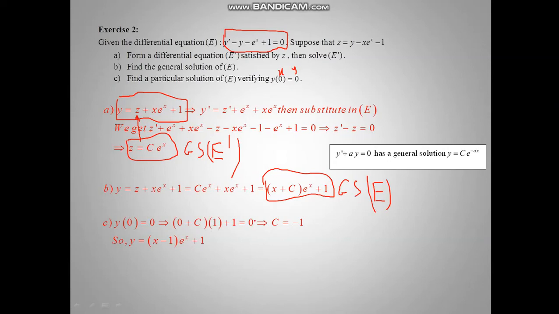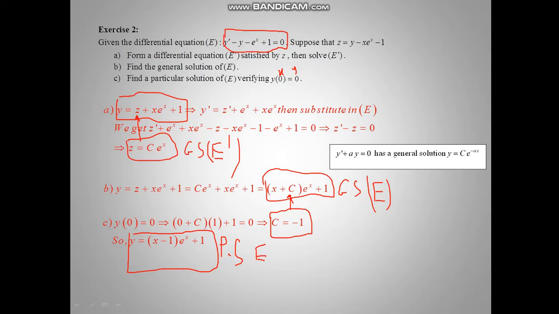The answer is equal to 0. We replace x by 0. E power 0 is equal to 1. So c equals minus 1. And now that we have c, we replace c by the value here, and we get x minus 1 e^x plus 1. This one is the particular solution of the equation E or E prime.